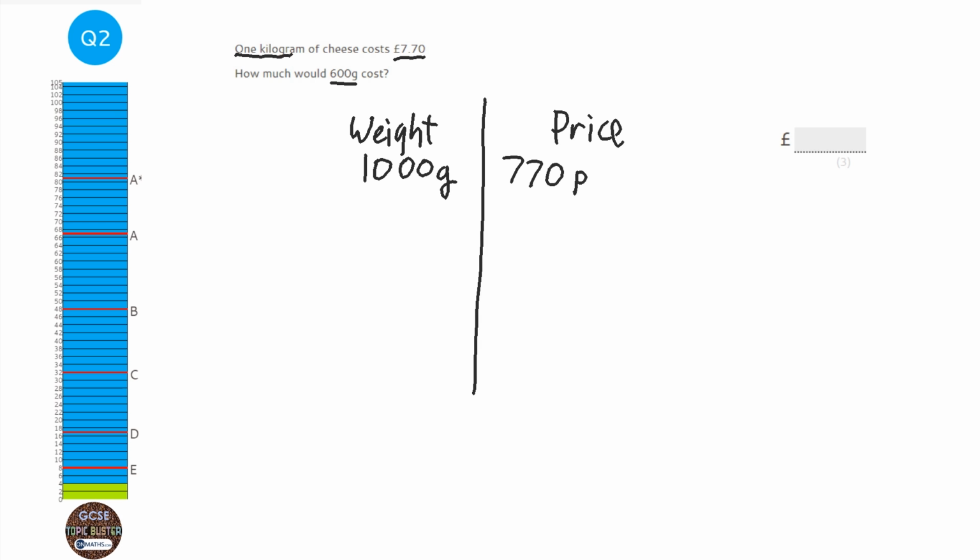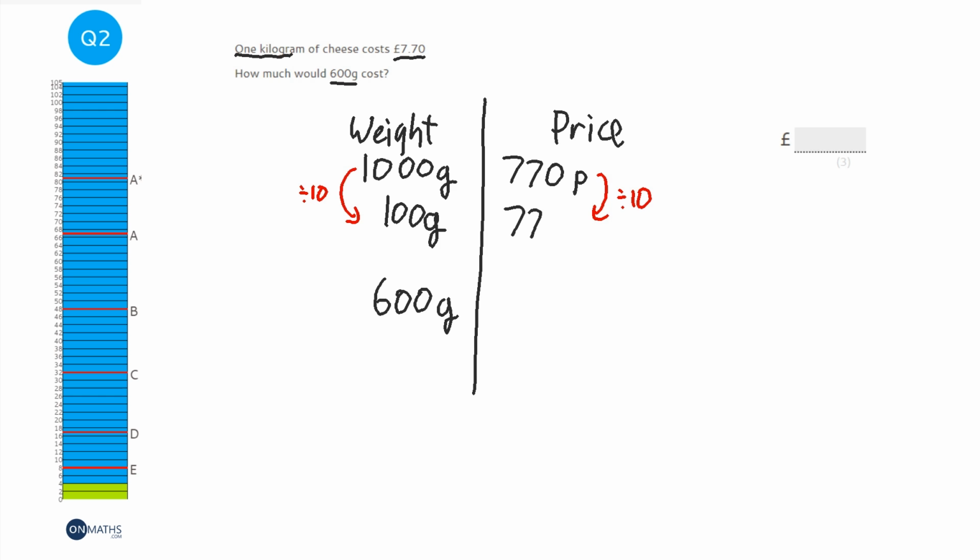Okay, so I need to get to 600 grams. And so first of all, if I've got a calculator, I can do this a lot easier, but without a calculator, let's try. Well, I can first of all divide this by 10 to get it so that it's 100. So that's 100 grams, and that would be 77. And then what I can do is I can times these by 6 to get 600.